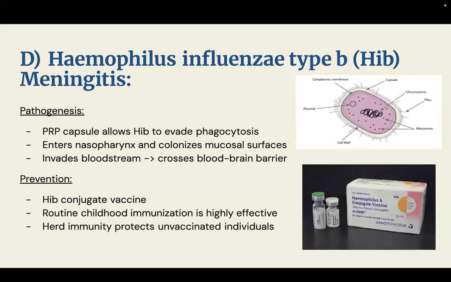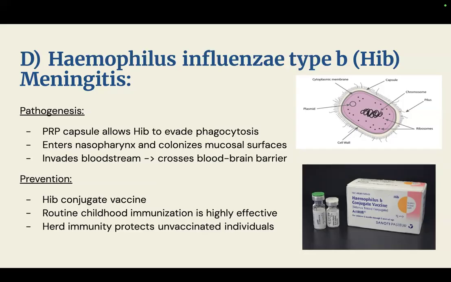The HIB conjugate vaccine is the main form of prevention. It works by linking the PRP capsule to a protein carrier, allowing infants' immune system to recognize the capsule and form strong, long-lasting immunity. Routine childhood vaccination programs have also proven to be highly effective. When communities maintain high vaccination rates, even unvaccinated individuals such as newborns or people with weakened immune systems are protected because the bacteria have fewer opportunities to spread.